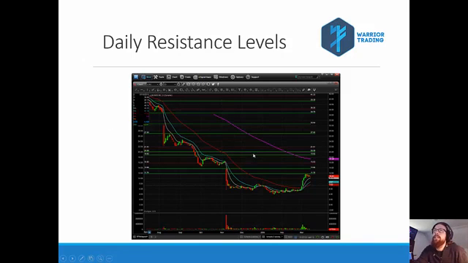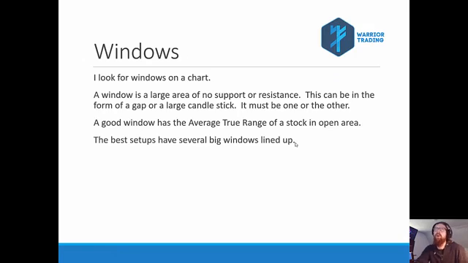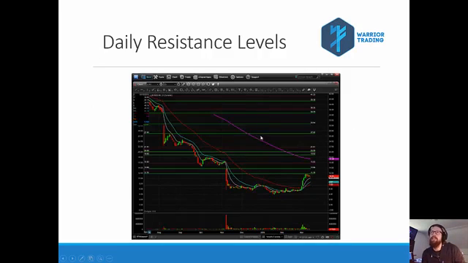All right, so this chart has lots of little windows. You can see these are fairly big windows even, 27 to 30. These are 3-point windows. So a window is a large area with no support or resistance. It can be formed either by a gap or a large candlestick. In this case right here, this was a gap, but this was a candlestick. And this is a candlestick, but then of course this is a gap. And it doesn't matter which is which, because either way we have no resistance until the top of this candle here or the bottom of this candle here.